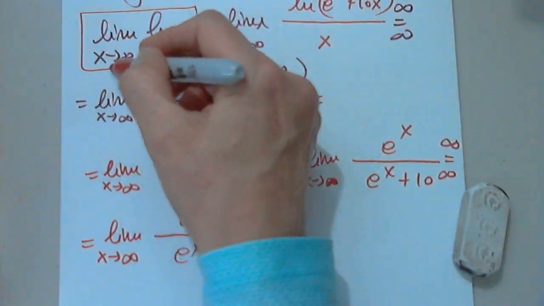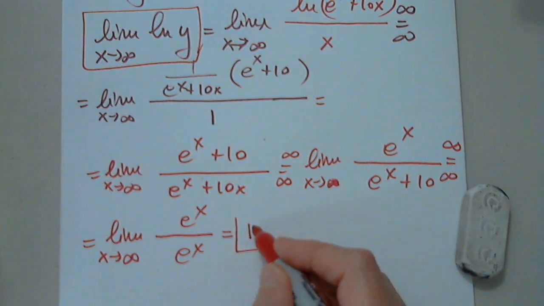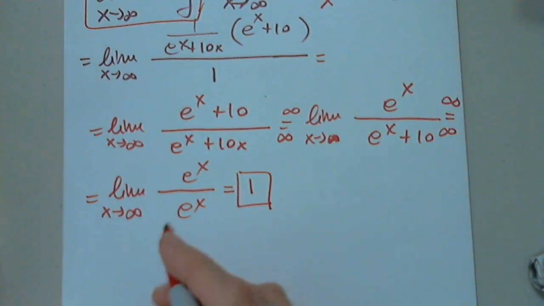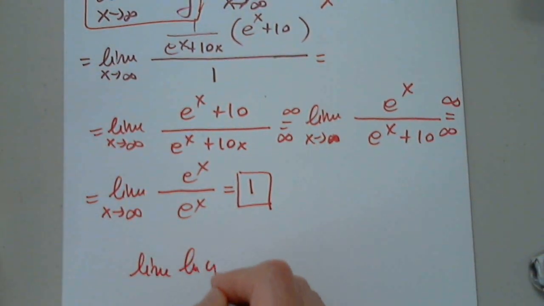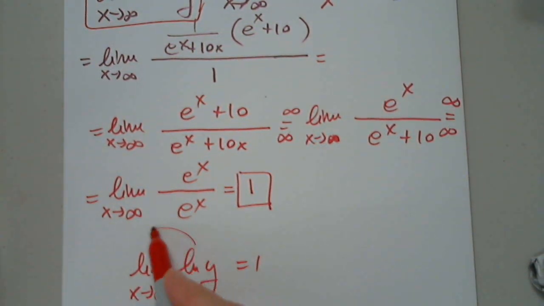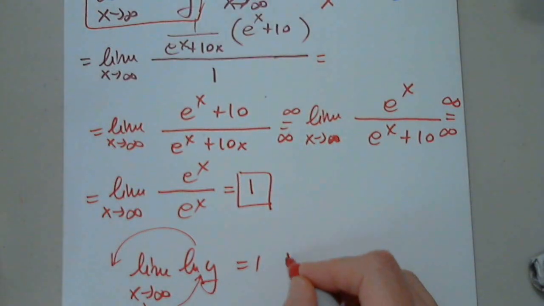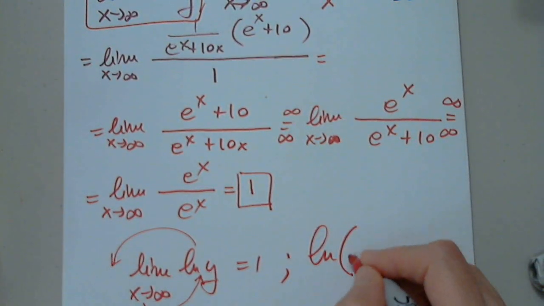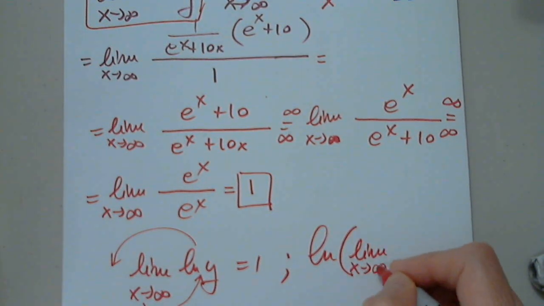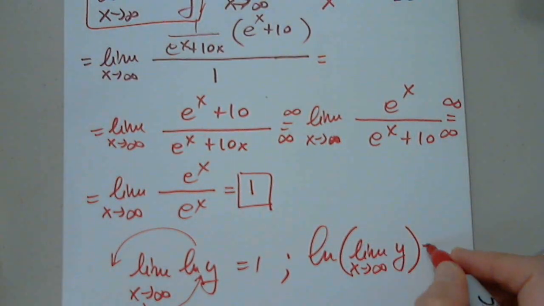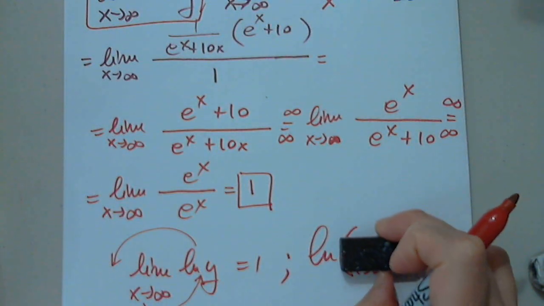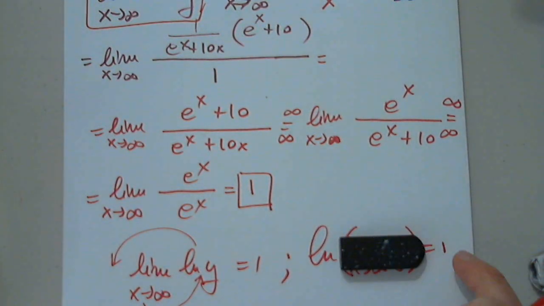Remember, now we copy the beginning and we copy the end. So then I have limit of natural log y equals 1 as x approaches infinity. And under continuity, we are swapping the operators. So we have natural log of the limit as x approaches infinity of our function equals 1. Natural log of what is 1?